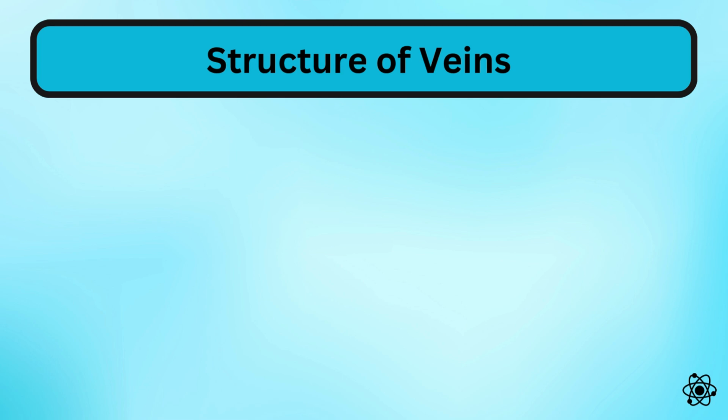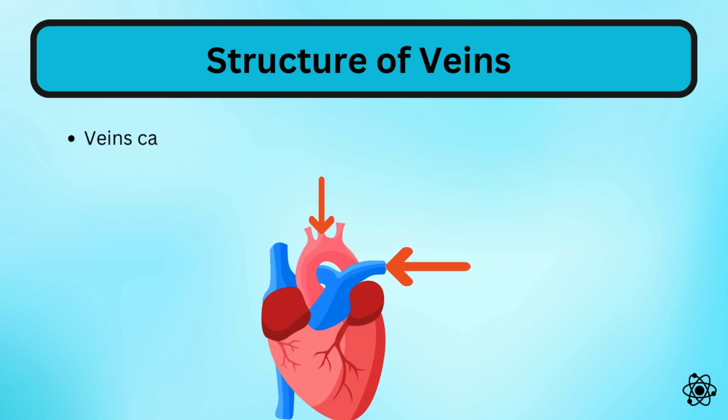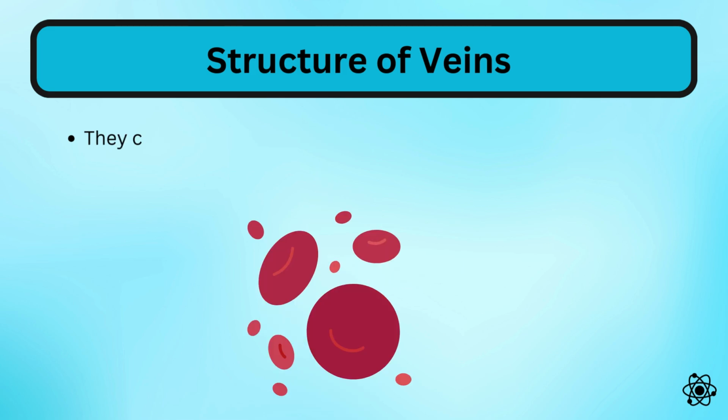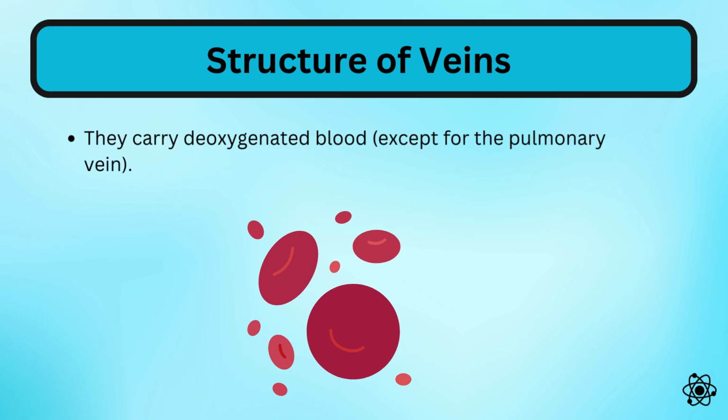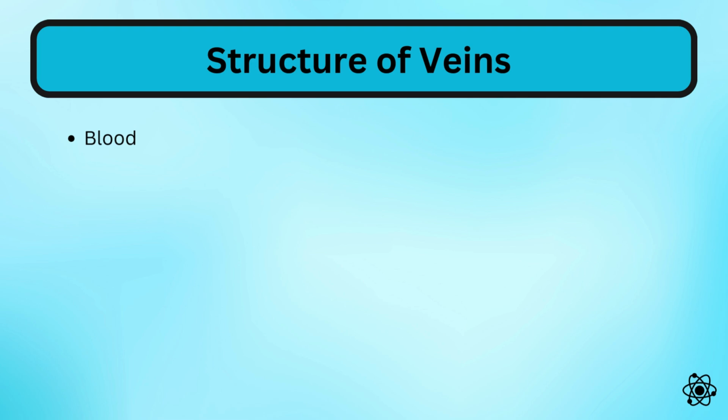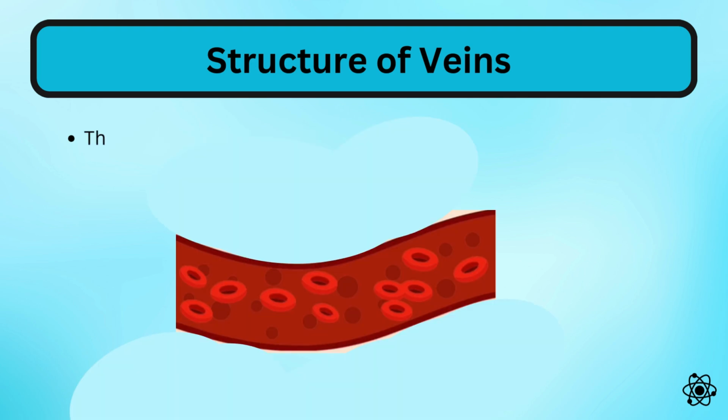Now, let's look at the structure of veins. Veins carry blood towards the heart. They carry deoxygenated blood except for the pulmonary vein. Blood flows slowly in veins. They have thin muscular walls. Thick muscles are not required since blood is carried at low pressure.